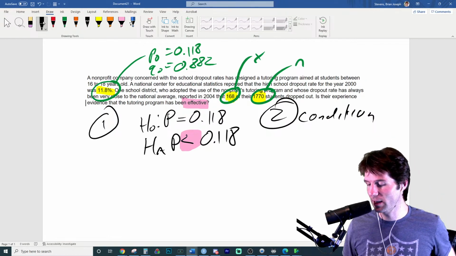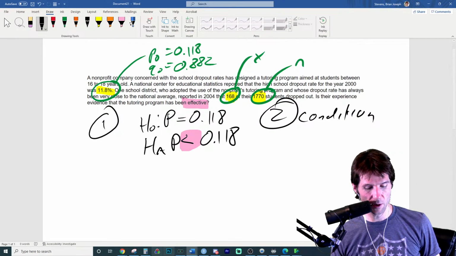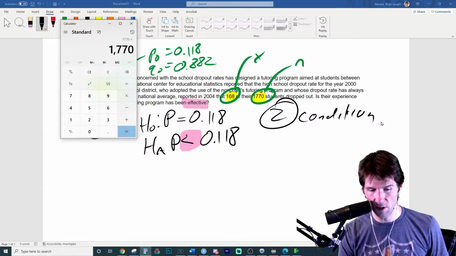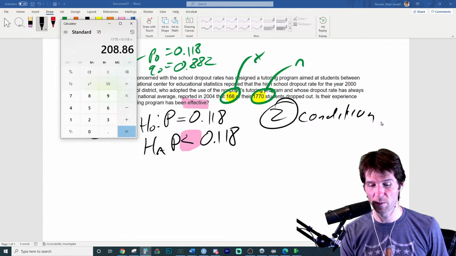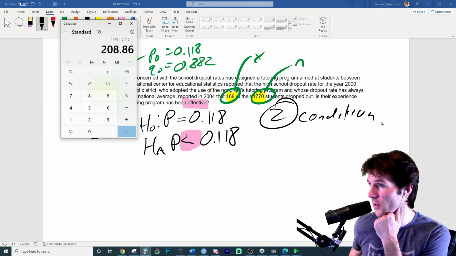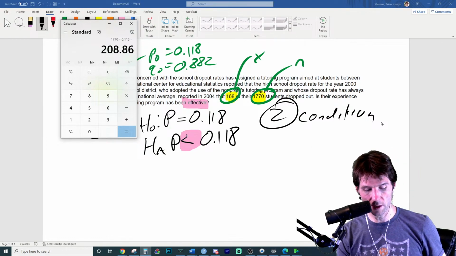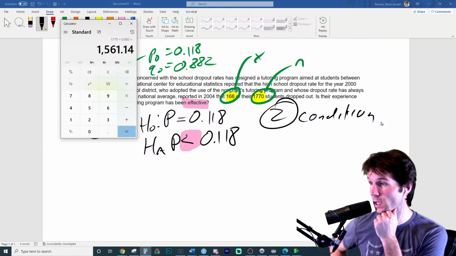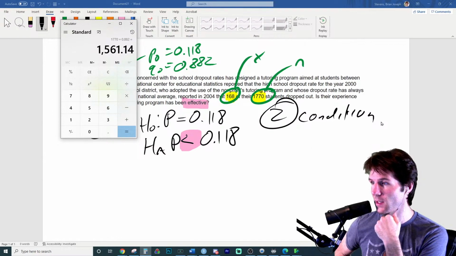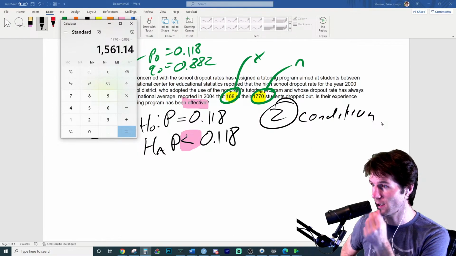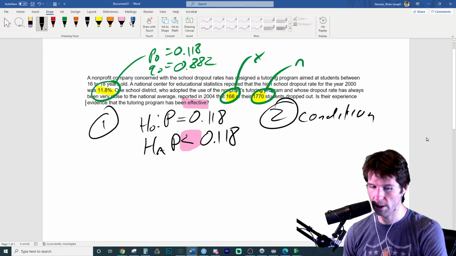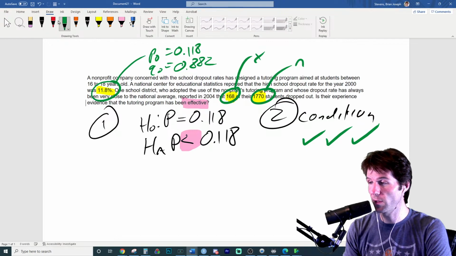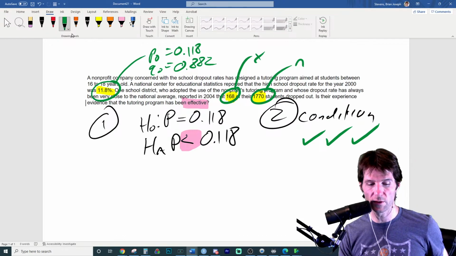And are there at least 10 successes, at least 10 failures? Now to check this one, you would need to do np naught. And so our n is 1770, and we'd need to do np naught. So we'd expect this many dropouts right there, which is actually higher than we saw in the sample. And then we'd need to do nq naught. So n right here is this, and q naught is this, and that is greater than 10 also. So both those pass the success failure, which means we have at least 10 successes, at least 10 failures, and we're good on our conditions. So we pass the random, 10%, and success failure condition, and it's success failure because it's categorical data.